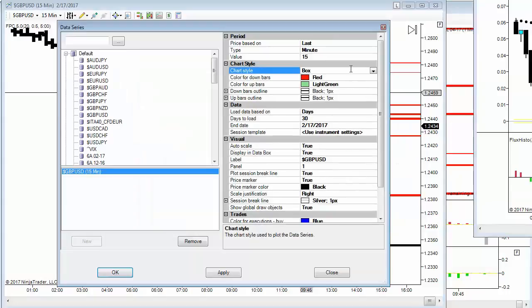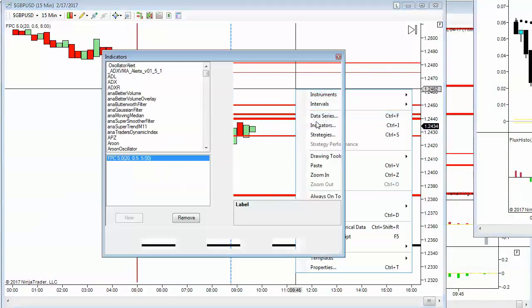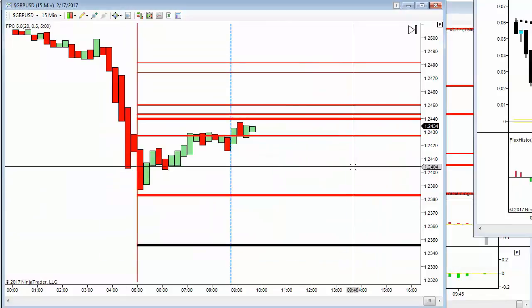Sean, I can change it to a regular candlestick, sure. Whoops.